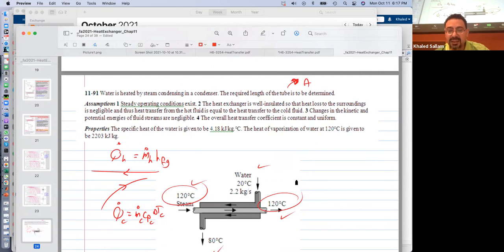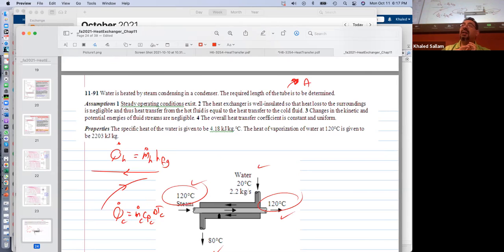So let's look at this example. Water is heated by steam condensing in a condenser. Here's the water and the steam. And he wants the required length of the tube. He's basically asking for the area. The length of the tube is part of the area. If the heat exchanger is a counter flow like this, what would be the heat transfer area? Is it pi over 4 d squared or is it something else? It's the surface area. It's pi d L, right?